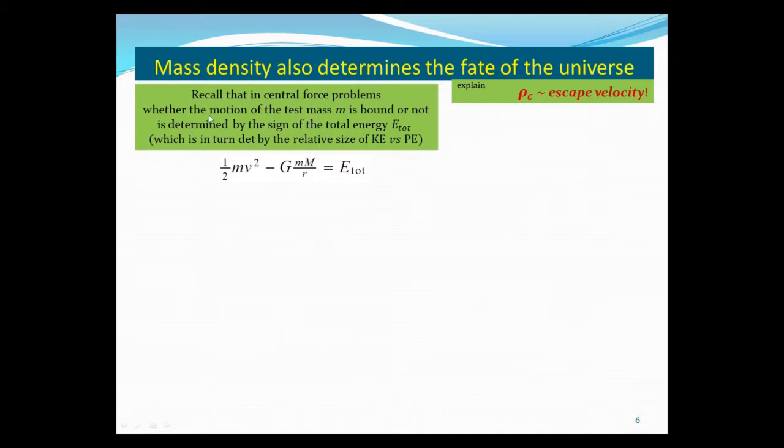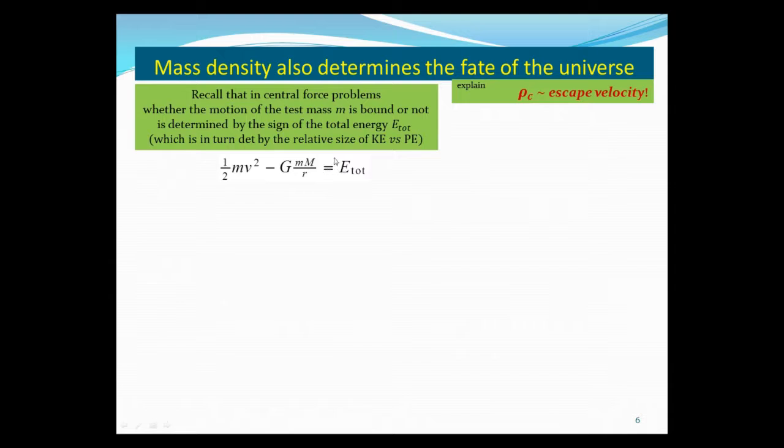Remember, in a central force problem, whether the motion of a test mass is bounded or not is determined by the sign of the total energy. If the total energy is positive, the particle can go to infinity, where the potential energy vanishes, so the kinetic term must be positive. So if the particle is able to escape to infinity, the total energy must be positive. In the same way, if it's bounded, the total energy must be negative.